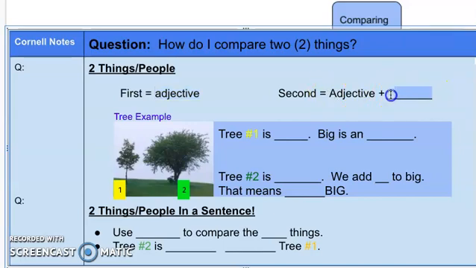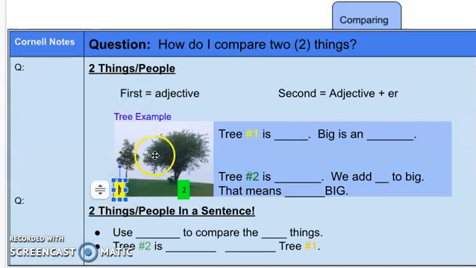For our second thing, we're going to add letters to the adjective. So we're going to add ER at the end of the adjective. Let me show you what I mean. So here we have two trees. One tree, two trees. So for our first tree, number 1, we need to think of an adjective. I think trees are big. So I'm going to say the tree is big.